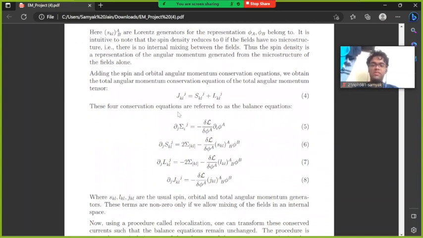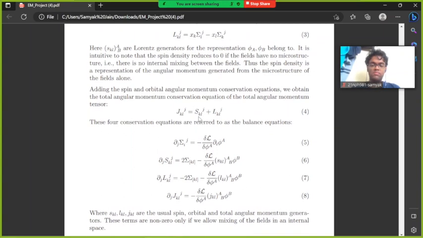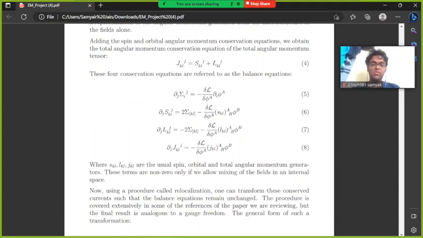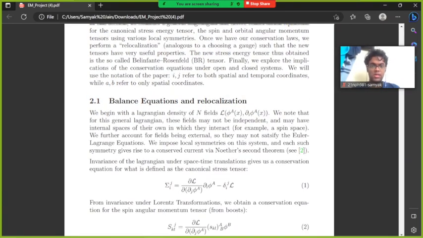Now we define the total angular momentum as simply the sum of the spin and orbital angular momentum densities. This is outlined in equation 4. And we can simply add the conservation equations also. The final four conservation equations for the four quantities are outlined here, equations 5, 6, 7, and 8. And these are called the balance equations. The derivation of these equations uses Noether's second theorem, which can be found in reference number 2, as outlined here.